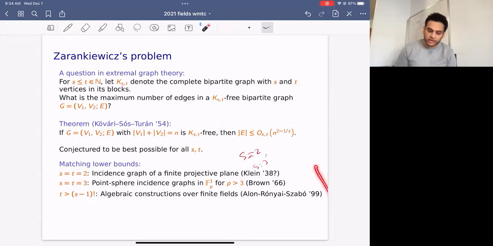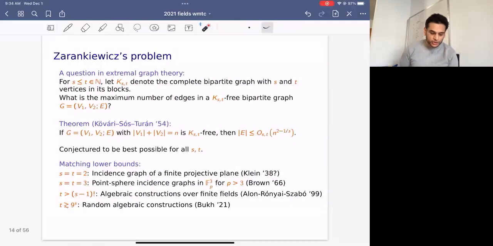So these are all algebraic constructions over finite fields. And then recently, this was a result of Bukh. What he managed to show is something in the same vein, but again t needs to be pretty large. It needs to be exponential in s now, so roughly 9 to the s. All of these were deterministic algebraic constructions. This last one takes a random construction, so it mixes algebra and randomness, and you can get a little bit better. So this is a recent result of Bukh. Right. And that's basically all we know about the lower bounds.